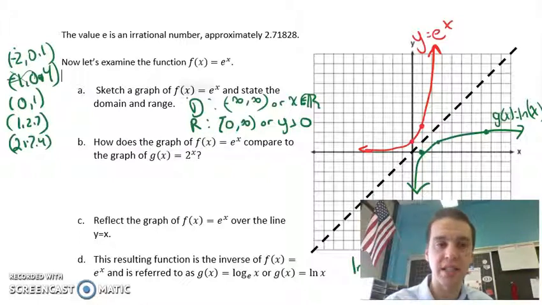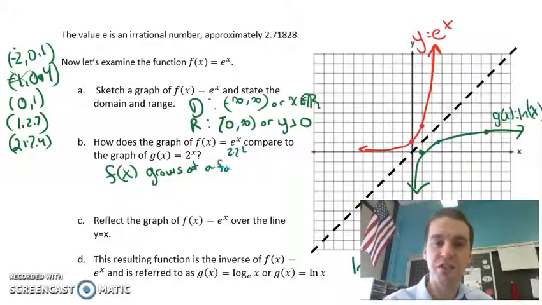And so the question here is, how does the graph of f of x, or e to the x, compare to 2 to the x? And we talked about 2 to the x last time. 2 to the x has the base of 2. This has the base of 2.72 approximately. You'll notice that the graph of f of x grows at a faster rate, only because the base is larger. And so that's how they compare. They both are exponential functions, and they both have horizontal asymptotes at y equals 0.